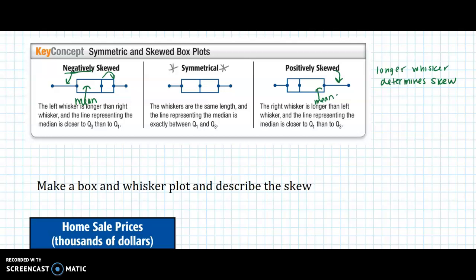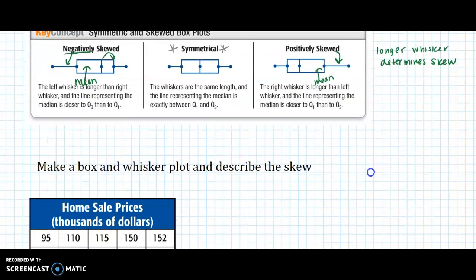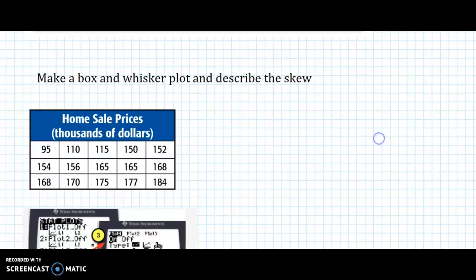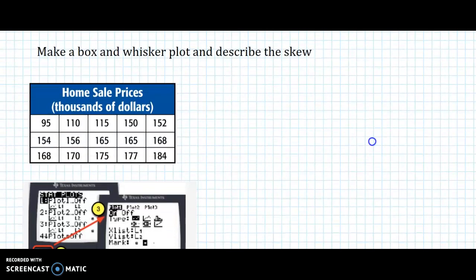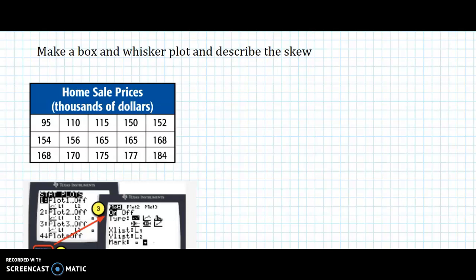We use box and whisker plots a lot of times to describe data that isn't very symmetrical because it gives us a really good visual as to where most of the data is. Most of the data is going to be inside your box, in your box and whisker plot. So we're going to make a box and whisker plot and describe the skew. And we could totally do this by hand, but we're going to actually do it on our graphing calculator.